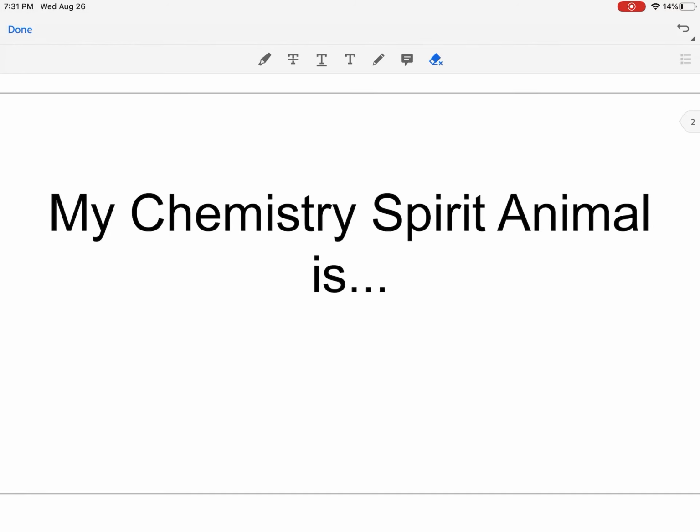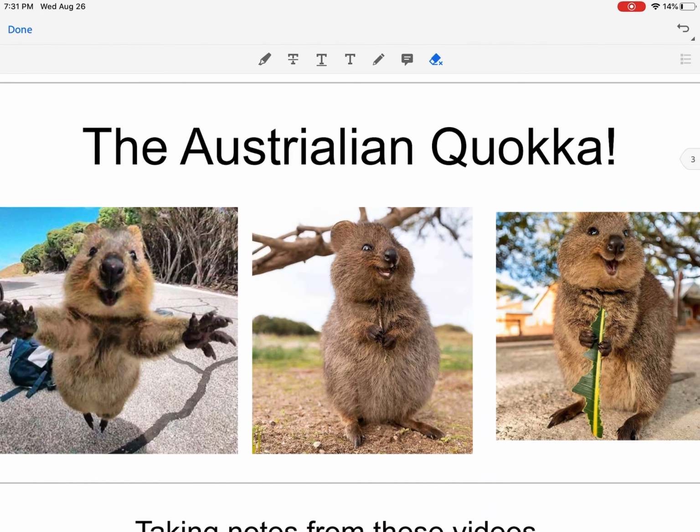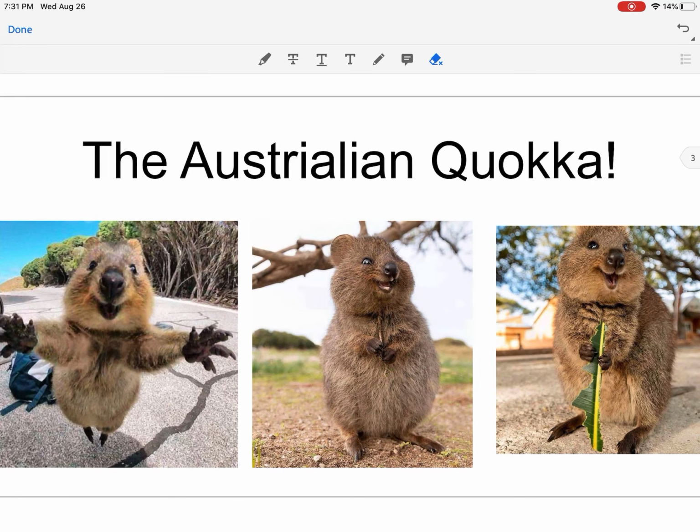My chemistry spirit animal is the Australian quokka. Look how cute this guy is. He's so happy and excited. And I chose this animal because I am so happy and excited to be teaching chemistry to you guys. I love this subject and I love that you're all taking it. And we're going to have a good time. We're going to feel like this fun guy all year.